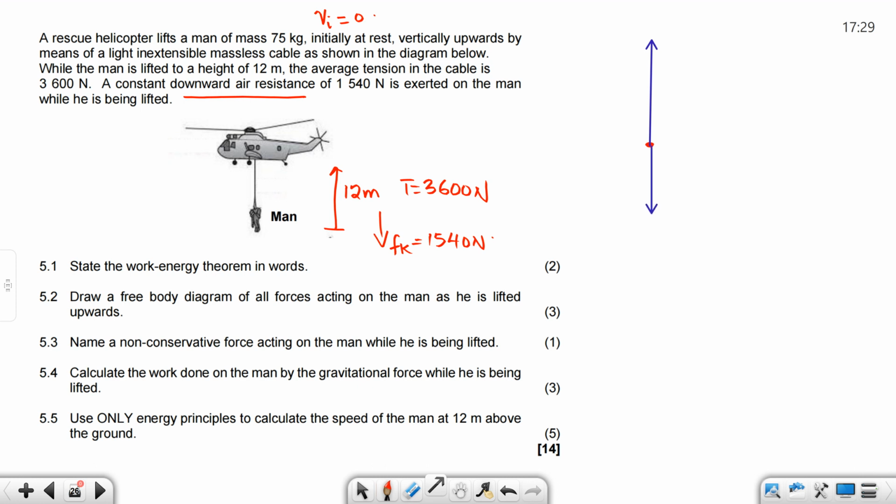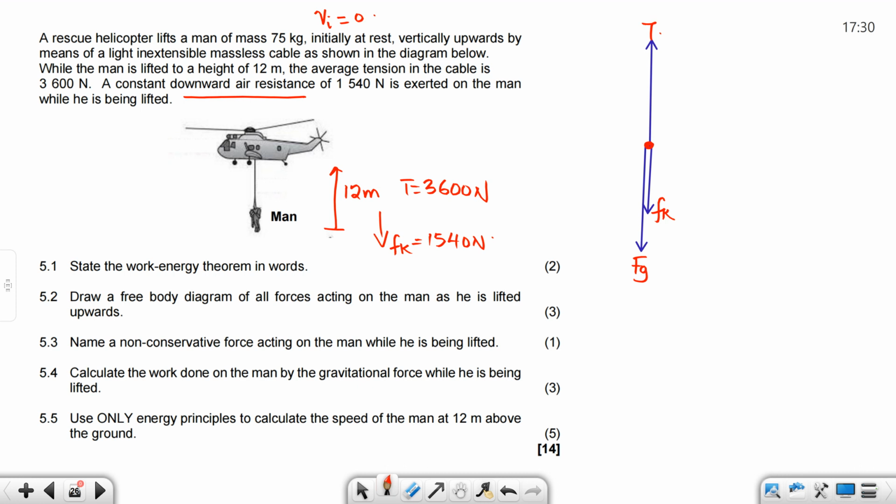Talk to me, everybody. So it's tension up, there's friction downward, and gravity. Is your diagram looking like this? FG, FK, and tension. We're done. 3 marks. Make sure it all comes from a dot. Guys at home, please ask questions. I hope you are marking as well.